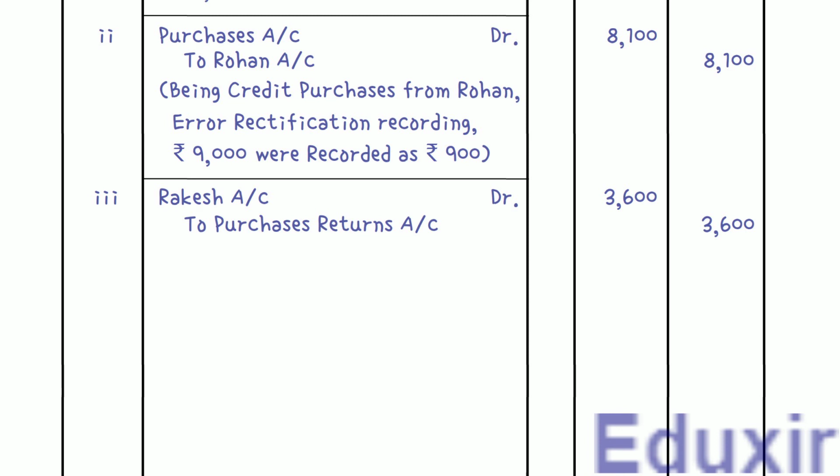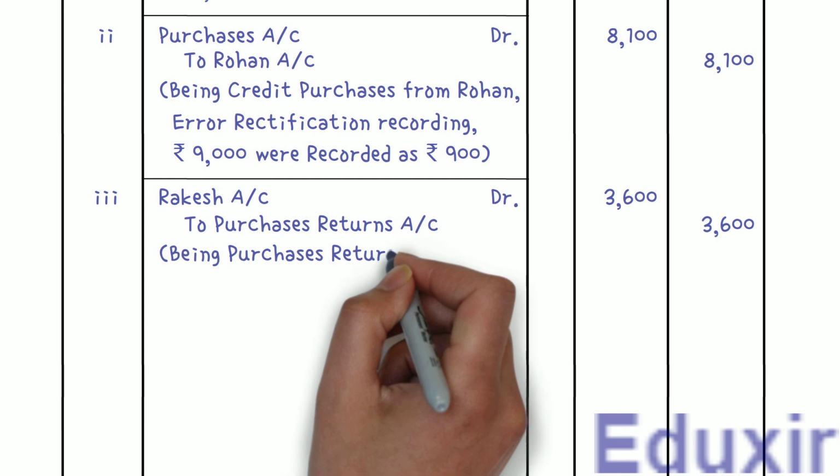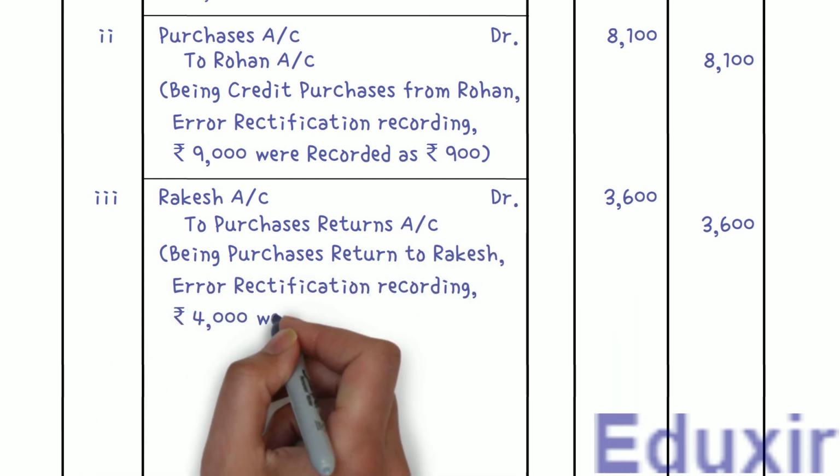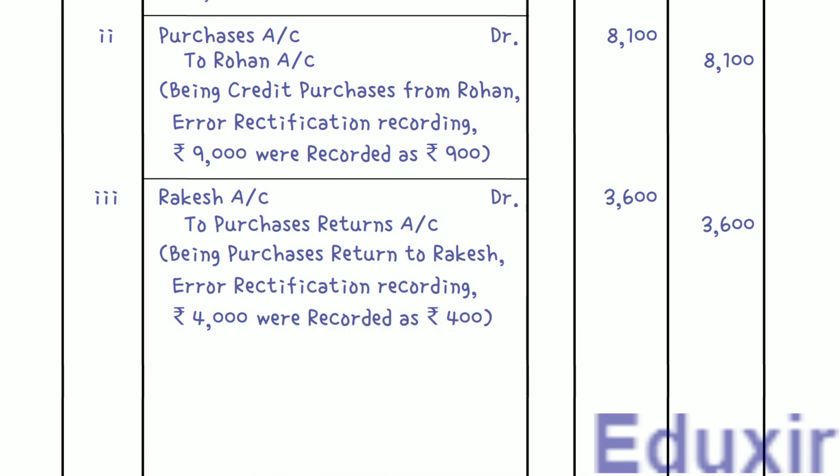Let us write the narration or description of this transaction as purchases returned to Rakesh, error rectification recording 4000 rupees were recorded as 400 rupees. With that, we have completed the generalizing of these error rectification entries. Let us now take up the next error.